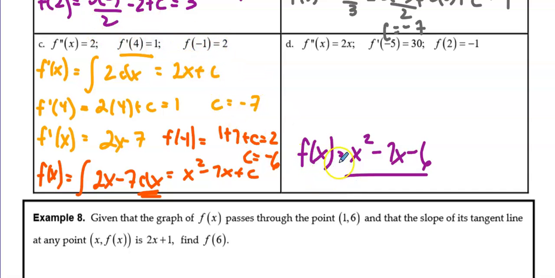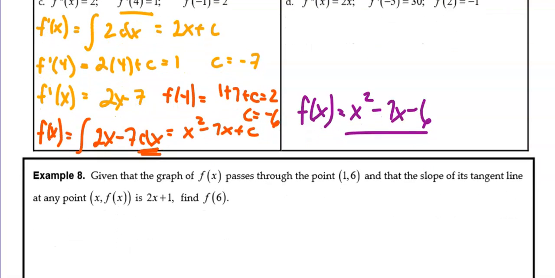So if I were to plug in negative 1, I would get 2. If I were to take the derivative and plug in 4, I would get 1. If I take the second derivative, I'm going to get 2, then just the value 2. All right? So that's going to be that question right there. And D is exactly what you do with C.